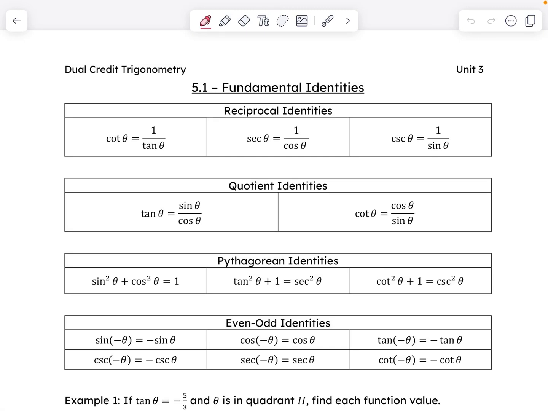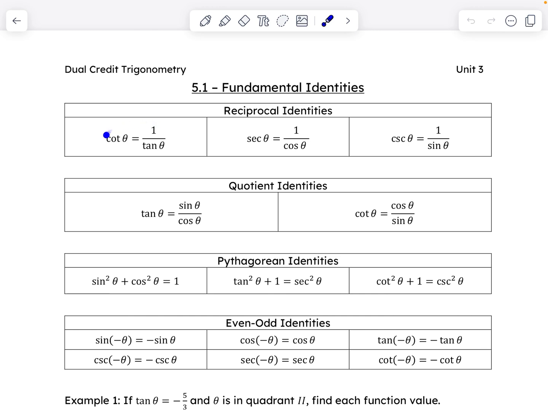Hey guys, so today we are starting our next unit. It's going to deal with identities, and we are going to start with 5.1, which is some of our fundamental identities. Some of these you have seen before, and some of them we are going to look at are new. So the first one are the reciprocal identities. Those you have seen before.